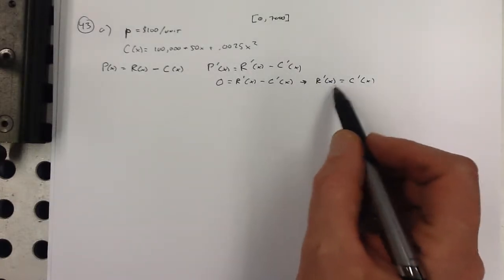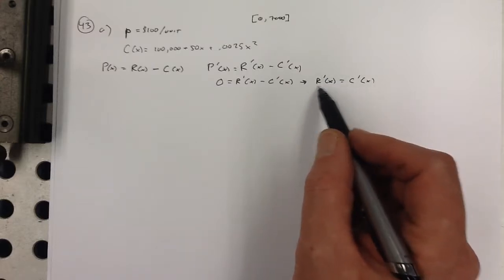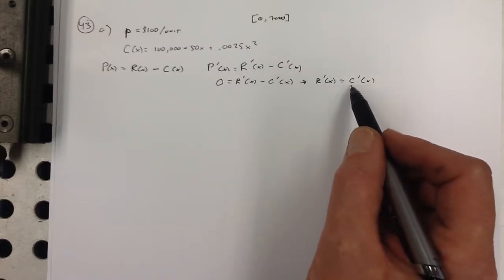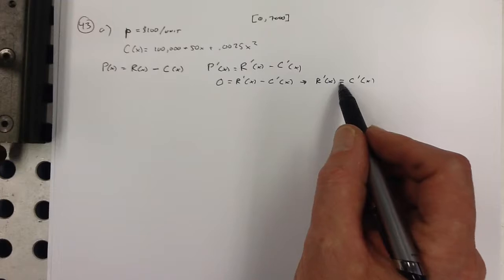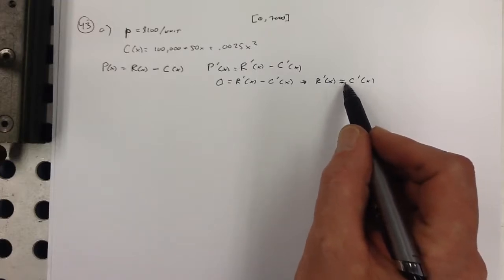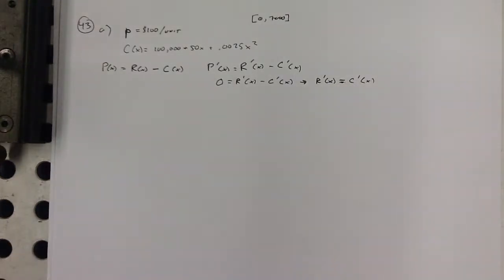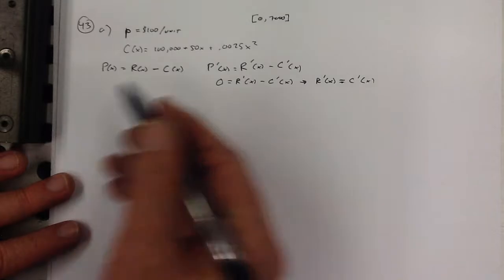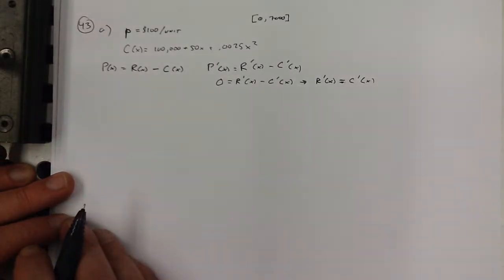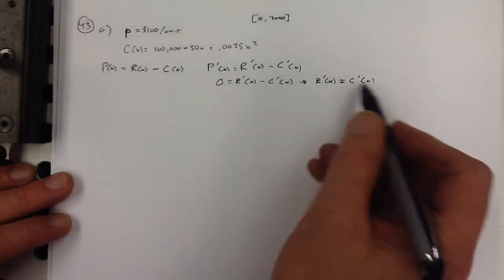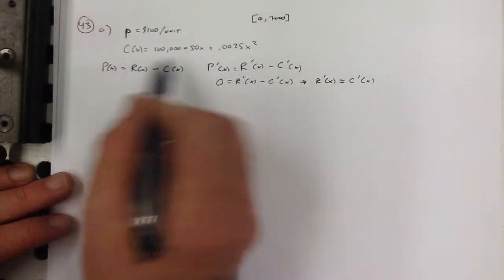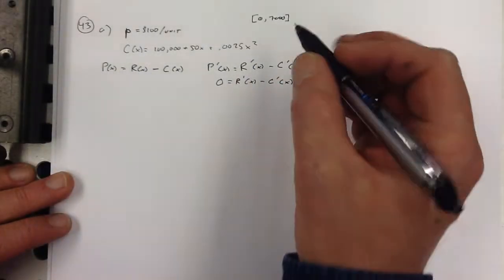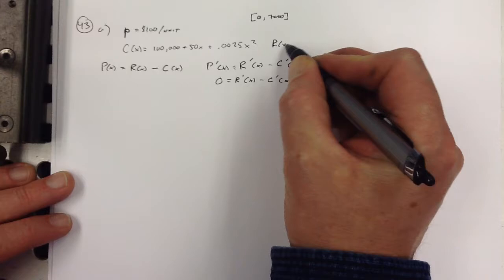Sometimes, instead of calling this the derivative of revenue or R prime, it is called marginal revenue, and this is called marginal cost. So the maximum profit happens when marginal revenue equals marginal cost. So let's see. We would like to figure out how many units we should sell to get this condition. The problem here, I guess, is I don't have a revenue function. So let's make one. How much money are we going to bring in?